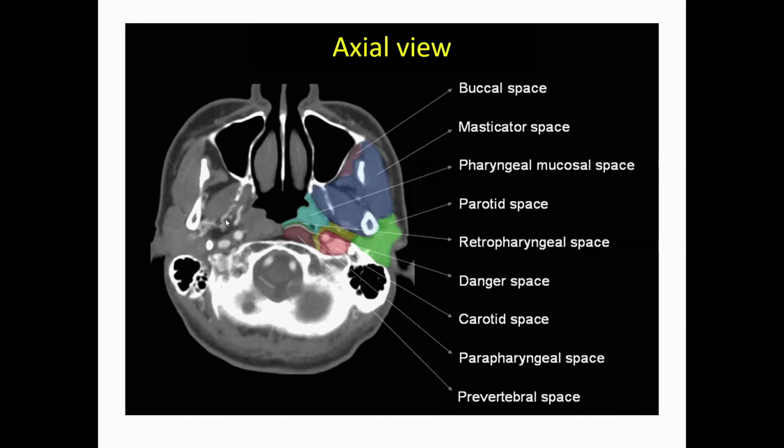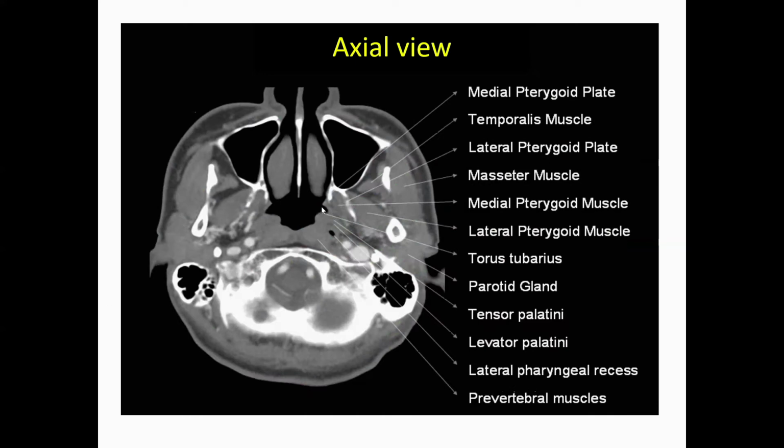When a tumor spreads into the parapharyngeal space, it becomes T2. When the tumor spreads to the prevertebral muscles, it becomes T2. I will show the MRI based on that. And coming to this, I have already discussed.